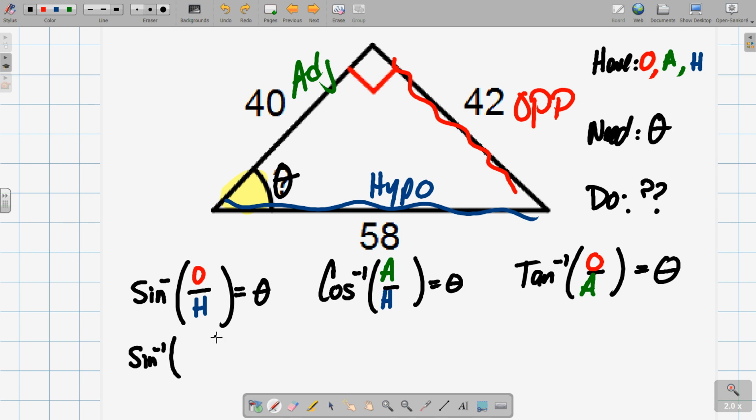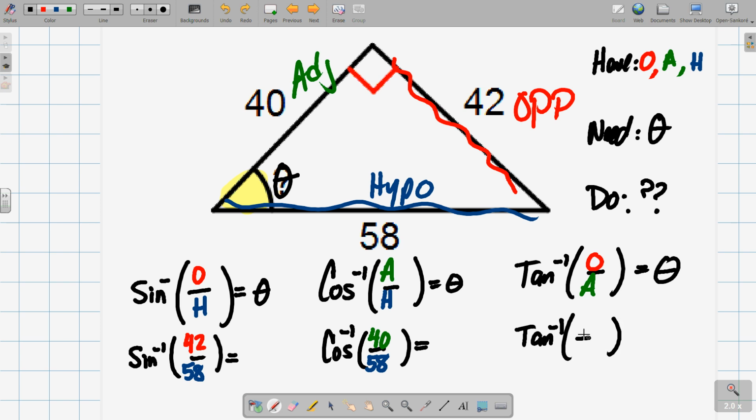Inverse sine: our opposite is 42 over our hypo, which is 58. Our inverse cosine: our adjacent is 40 over 58, which will give us our angle theta. And inverse tangent: opposite 42 over hypo 58.